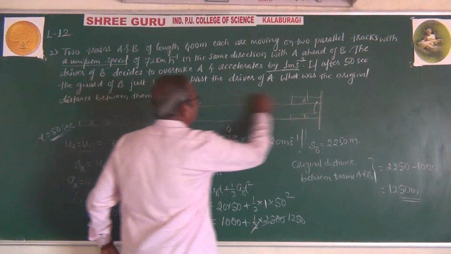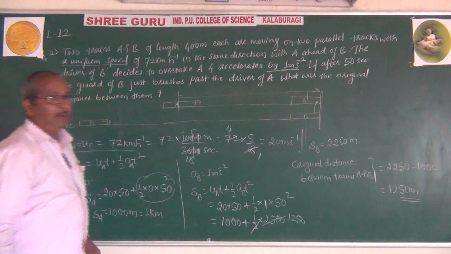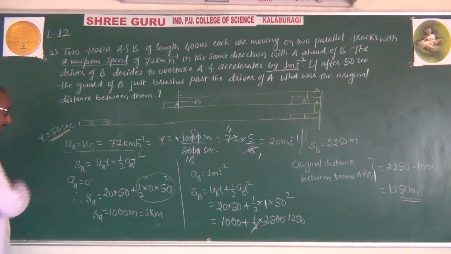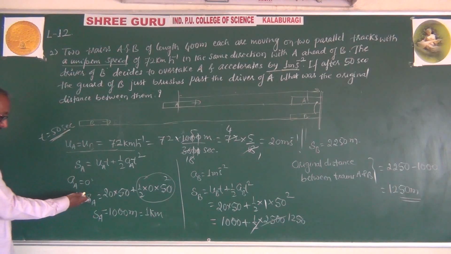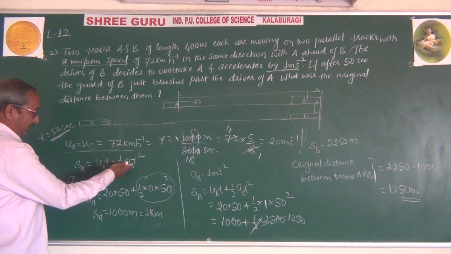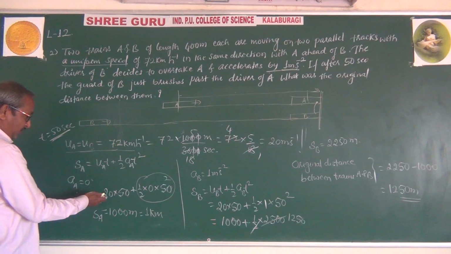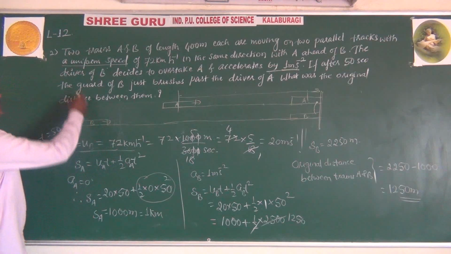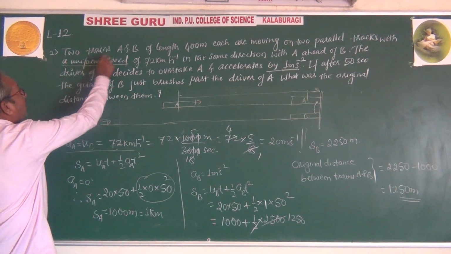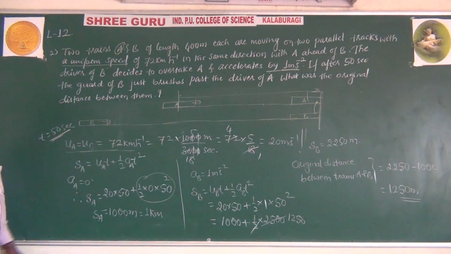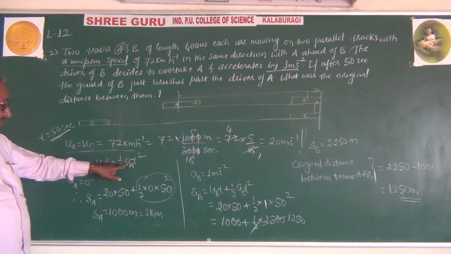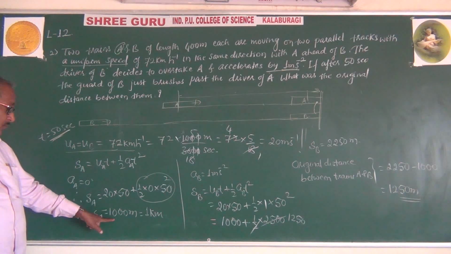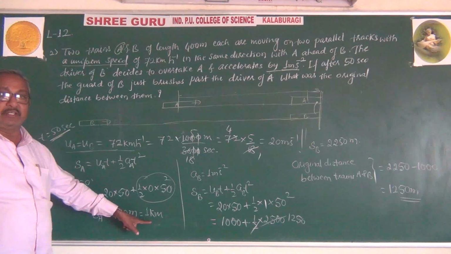Here is the distance covered by train A with a uniform speed of 72 km per hour in a time of 50 seconds. We have s equal to ut plus half at square, where u is the initial velocity, t is the time taken, plus 1 by 2 into a, the acceleration. See here, uniform speed of which one? Train A. Uniform means acceleration is 0. So by substituting we got 1000 meters. 1000 meters equal to 1 kilometer.